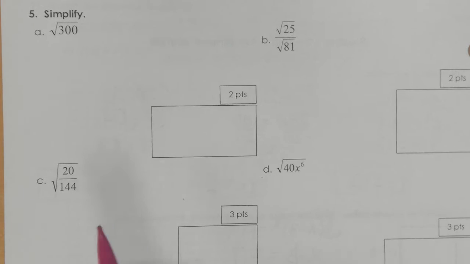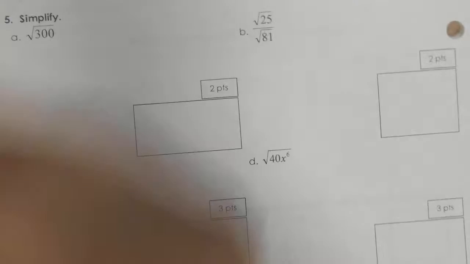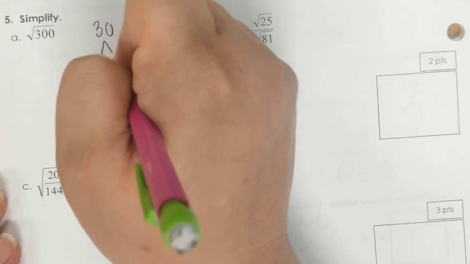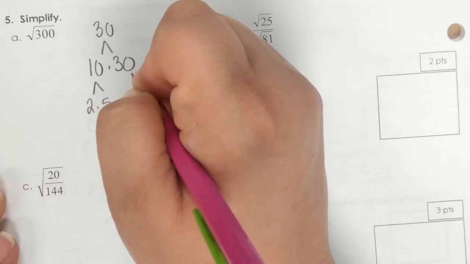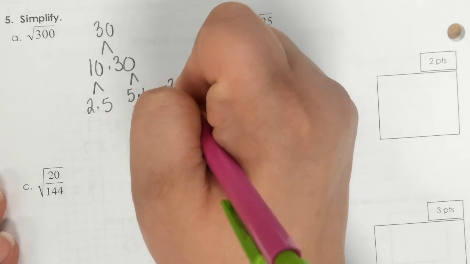For number 5, A through D, we are going to be simplifying the radical. So for 300, we could break that down to 10 and 30. And we can further break down 10 to 2 and 5, and 30 to 5 and 6. 6 can break down to 2 and 3.